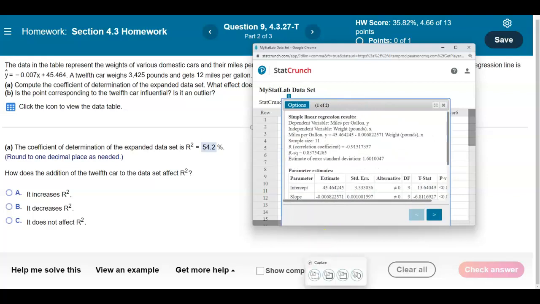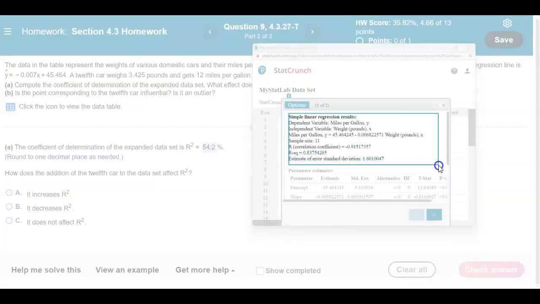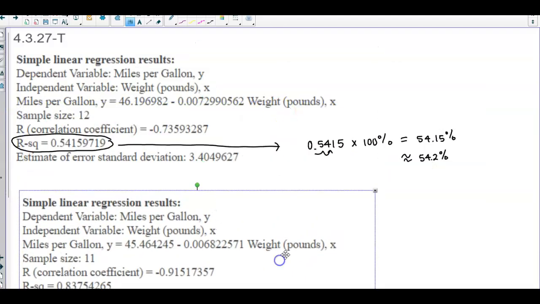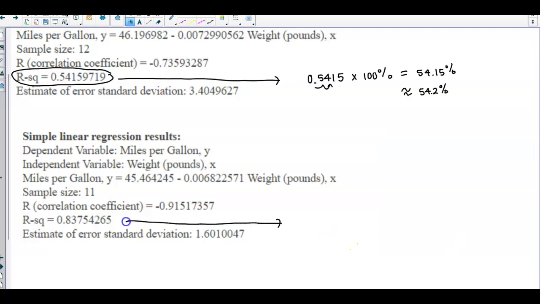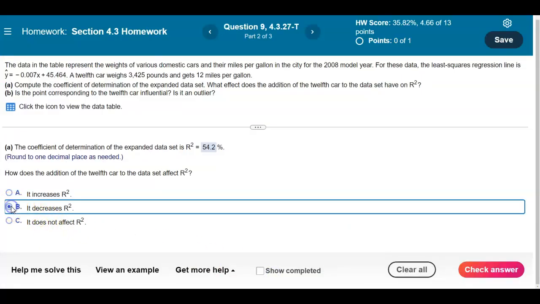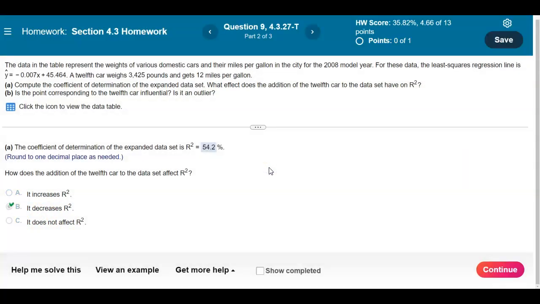So now let's take a look at the coefficient of determination. In this new data set, written to 4 decimal places, it is 0.8375, and if we multiply that by 100%, we get 83.75%. Rounding to 1 decimal place is 83.8%. So you'll notice that when we add that extra point, it decreased the percentage. It went from 83.8% with the sample size of 11 to 54.2% with the sample size of 12. So it decreases the coefficient of determination.